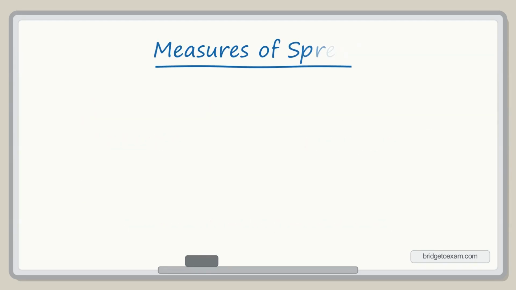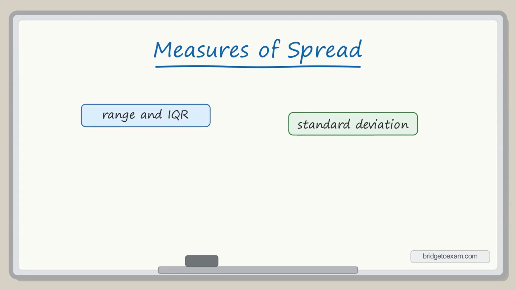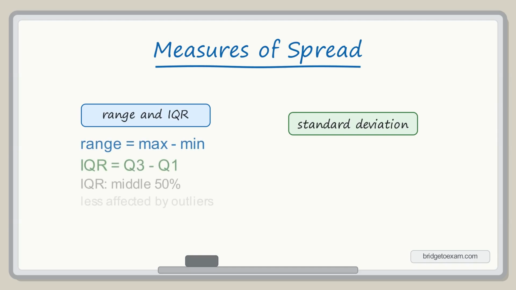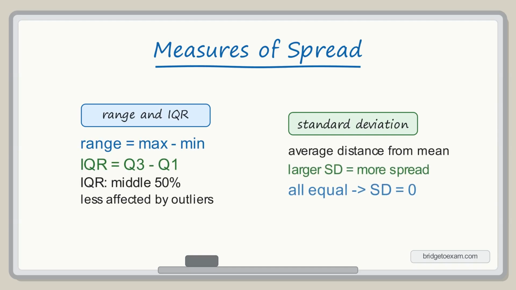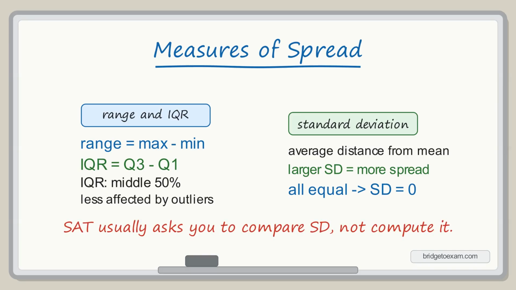Range is maximum minus minimum. IQR measures the middle 50%. Standard deviation measures typical distance from the mean. Larger standard deviation means more spread.